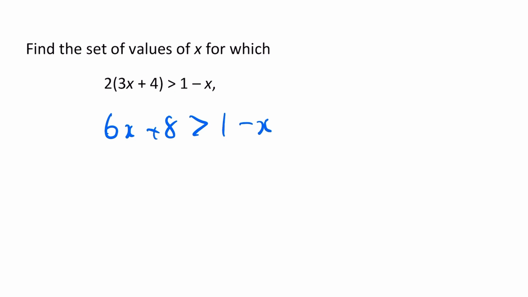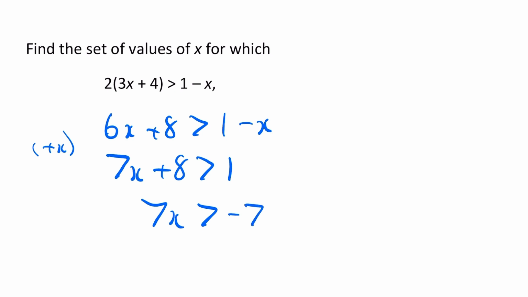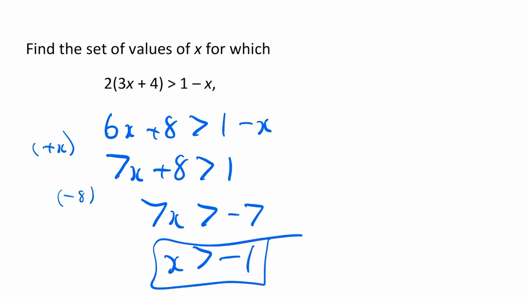So expand the bracket first. If we add the x to the other side, we would get 7x add 8 is greater than 1. Take away the 8, and we get 7x is greater than minus 7, so x is greater than minus 1 when we divide by 7.